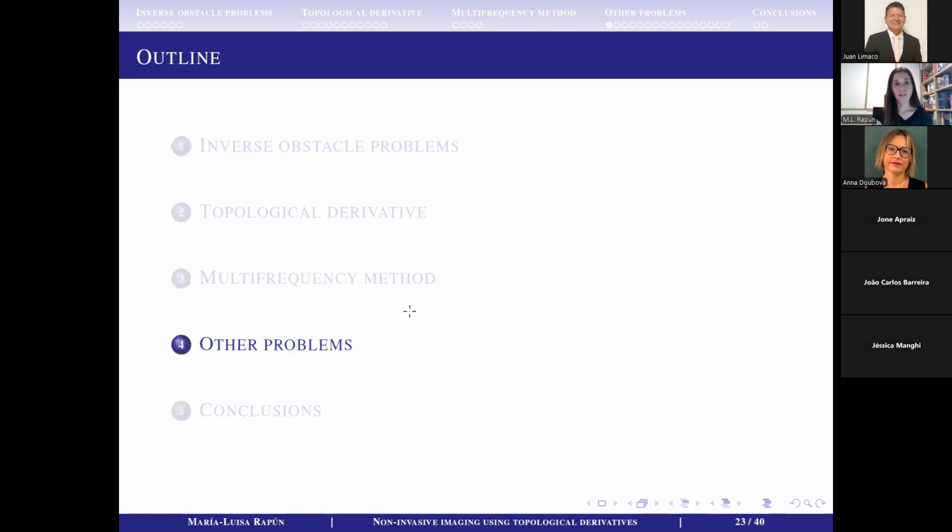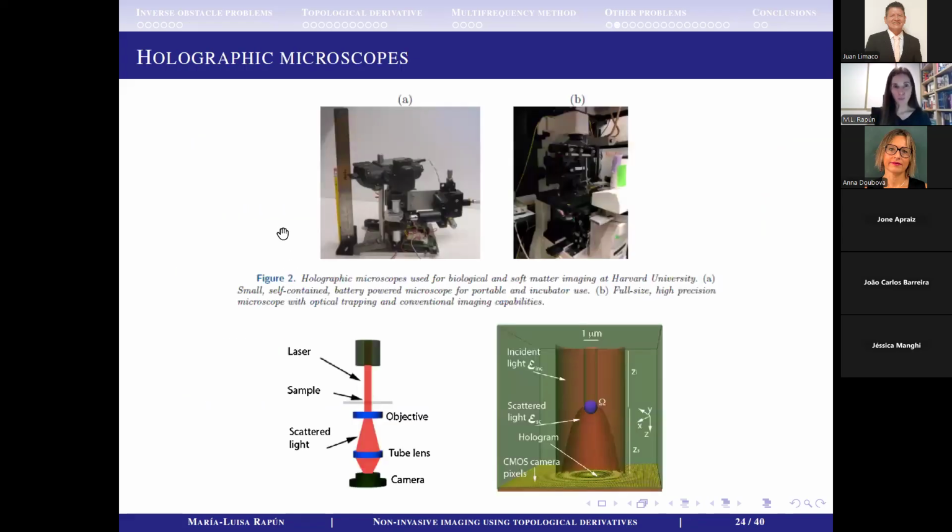computational cost. Okay, and now in this second part of the talk, I just want to give a little overview about other different problems that we have been working on. So my first problem here is related to a biological problem.